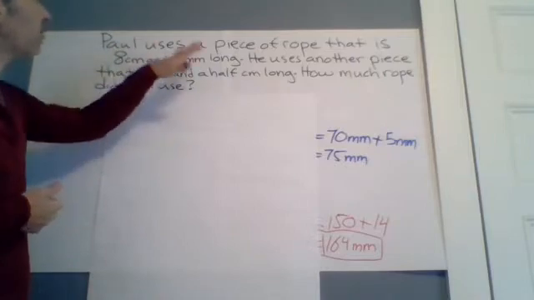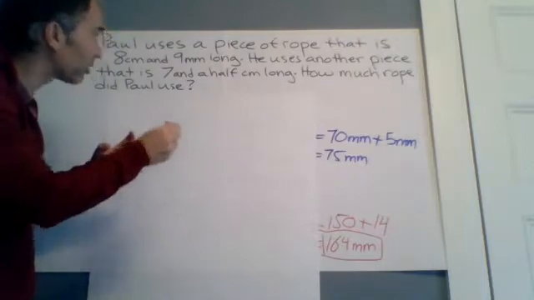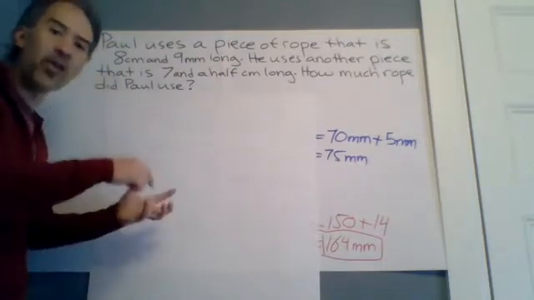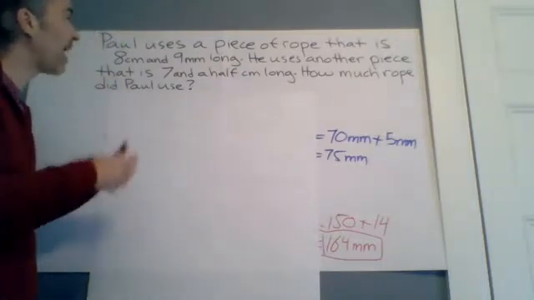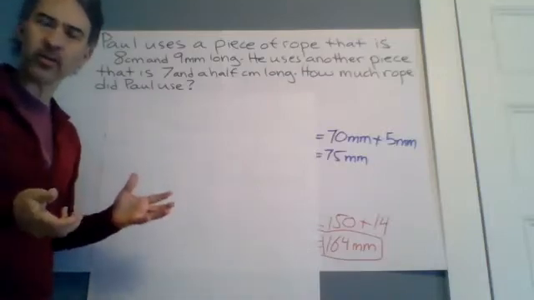Paul uses a piece of rope that is 8 centimeters and 9 millimeters long. He uses another piece that is 7.5 centimeters long. How much rope did Paul use? Okay.